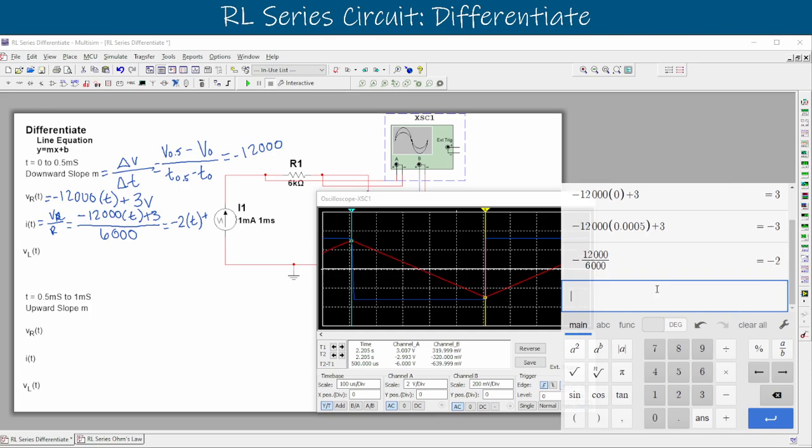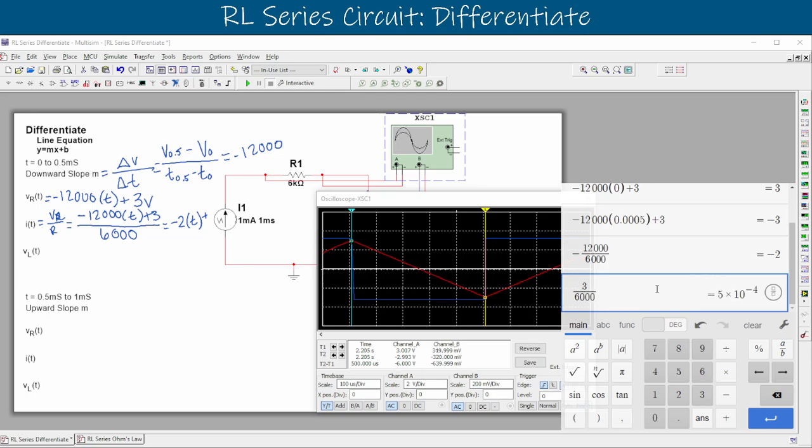We'll put this over here. We'll say that that is 3 divided by 6,000. And that right there is Ohm's law, right? Voltage over resistance. That gives us a current output. So this is going to be in milliamps. So we'll say it's plus 0.5 mA.